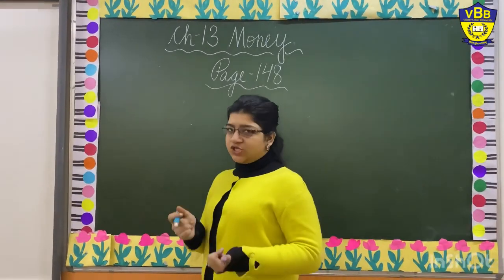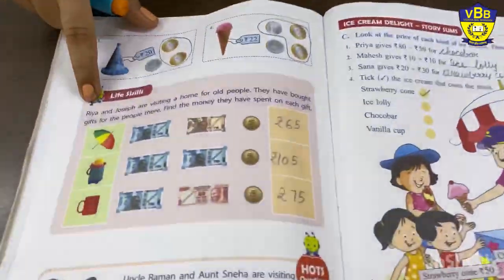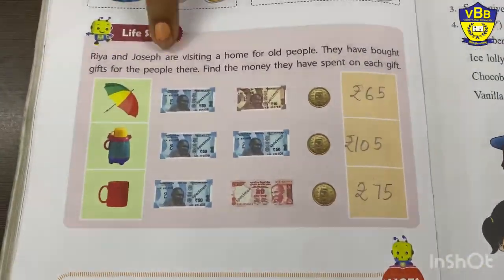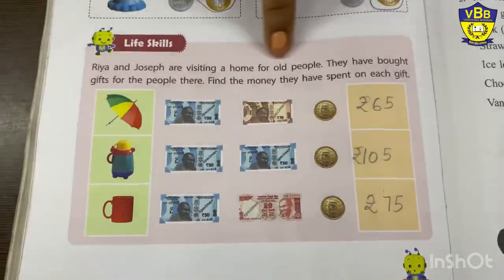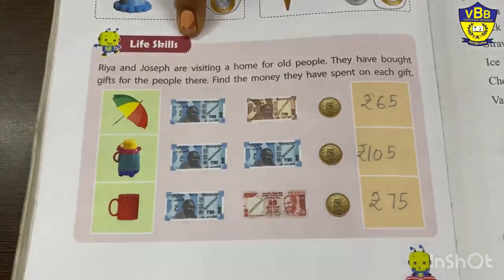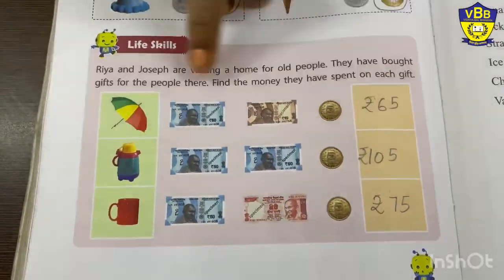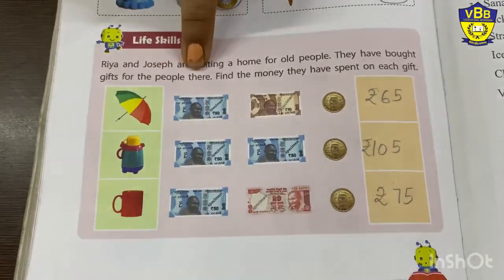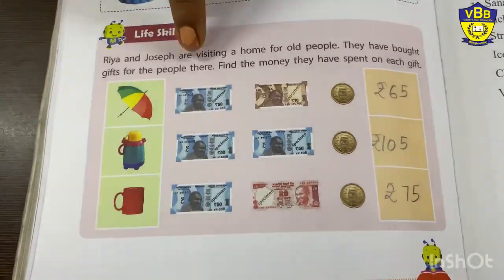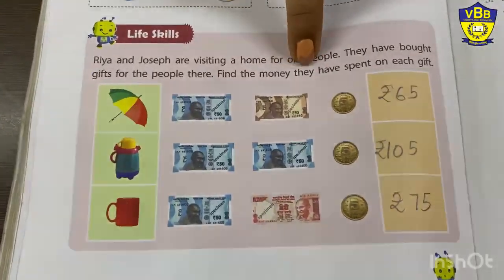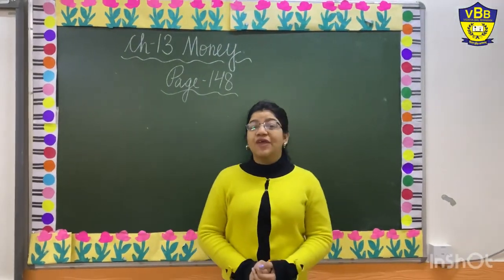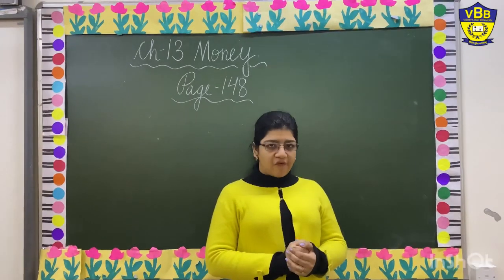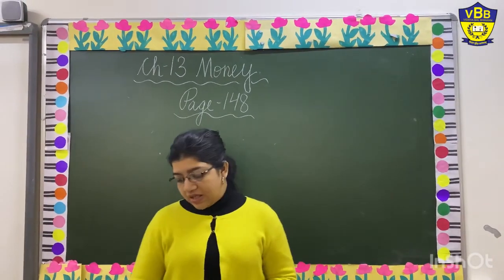Now read the question with me. Ria and Joseph are visiting a home for old people. They have bought gifts for the people there. Find the money they have spent on each gift. They have bought 3 gifts.